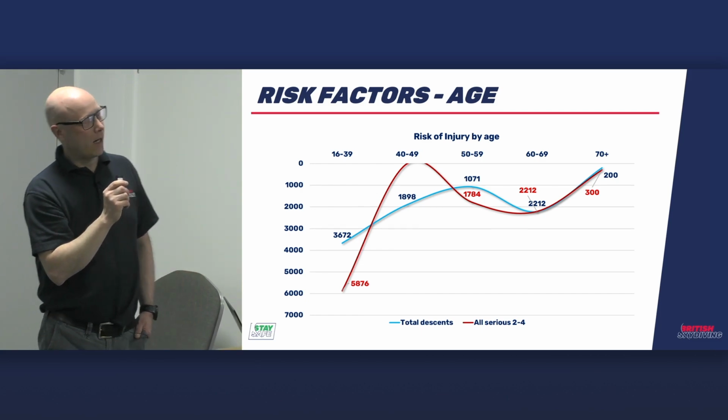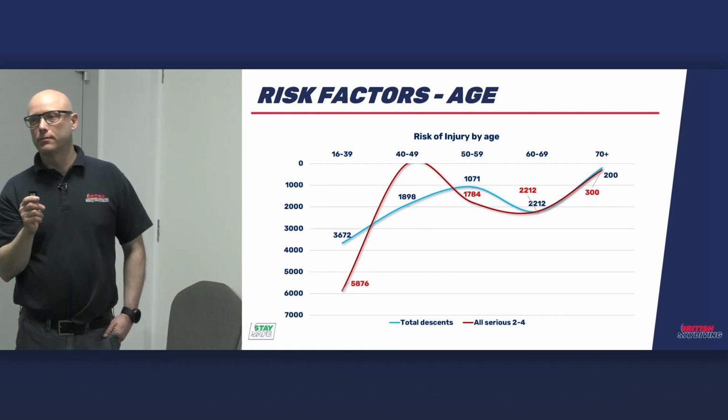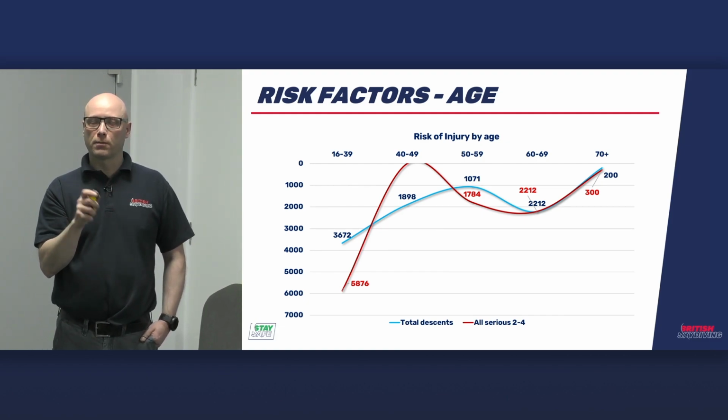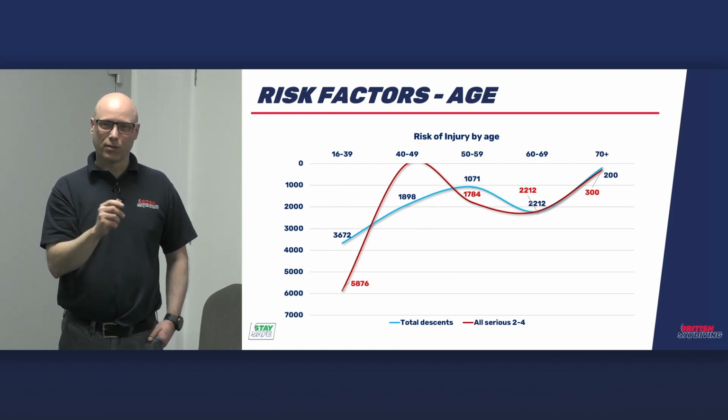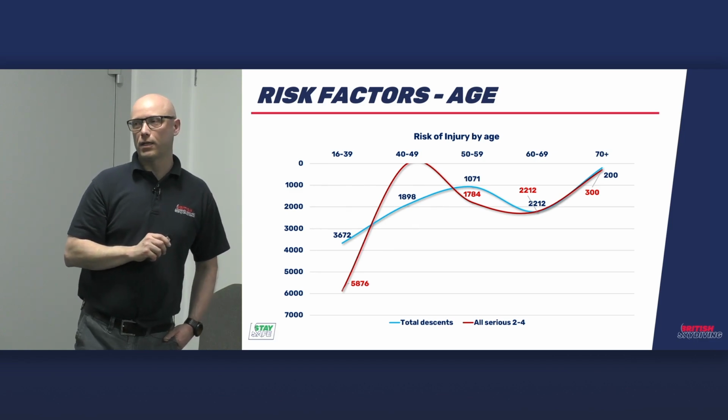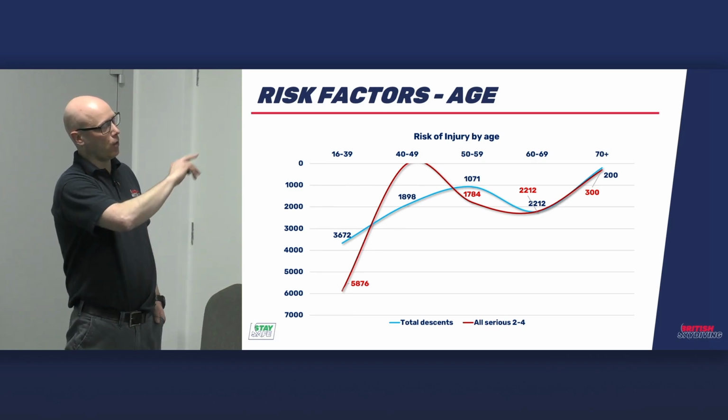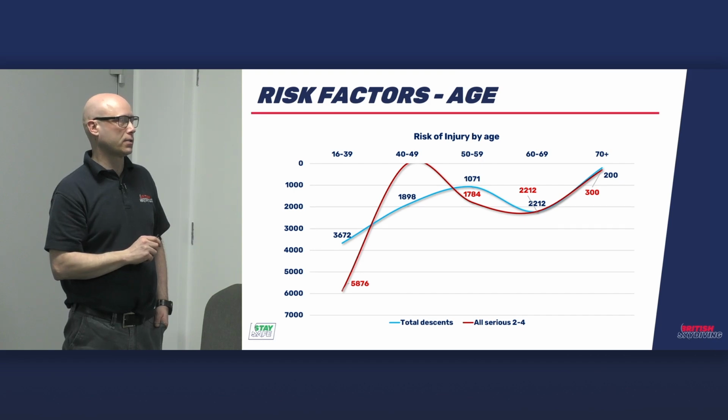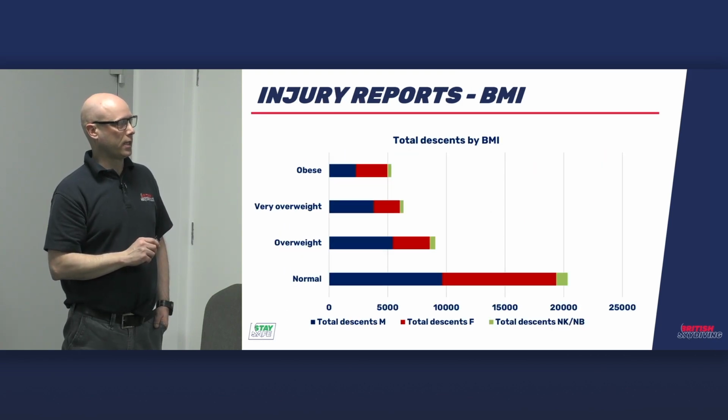We have a 1 in 200, an injury every 200 jumps for people of that age group, and a serious injury every 300 jumps. So they're figures that we can't really ignore. And as you get older, you are, according to these statistics, much more likely to have an injury.